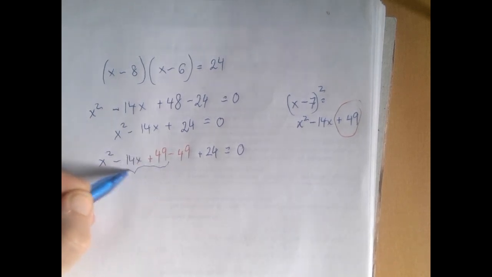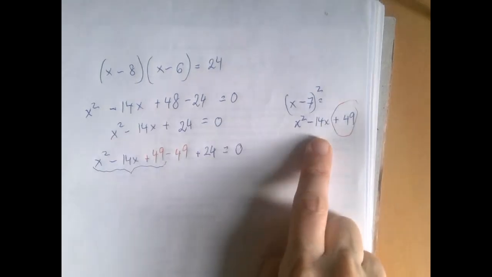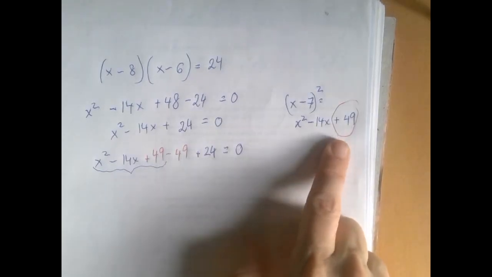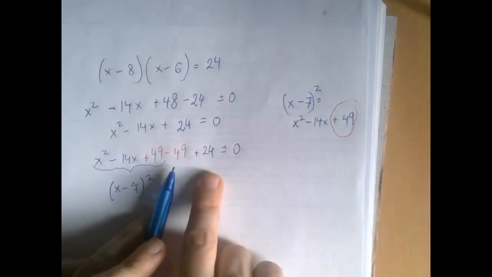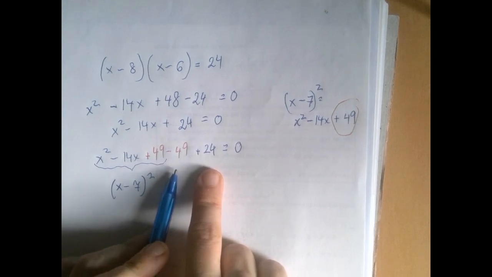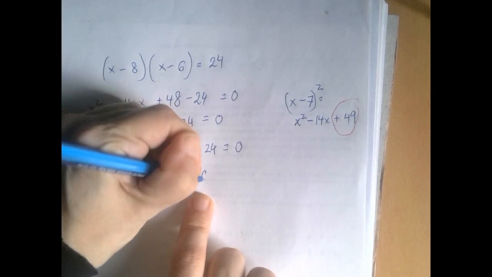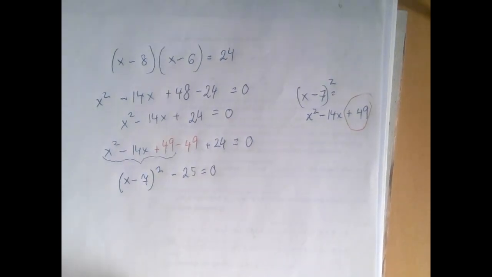The first 3 get absorbed into the complete square, which now we know, x squared minus 14x plus 49, happens to be the same as x minus 7 squared. And we have to combine negative 49 and 24. That's negative 25. And that's good news because 25 is a square, so eventually you're not going to need this line.